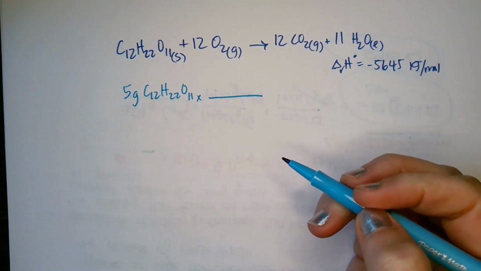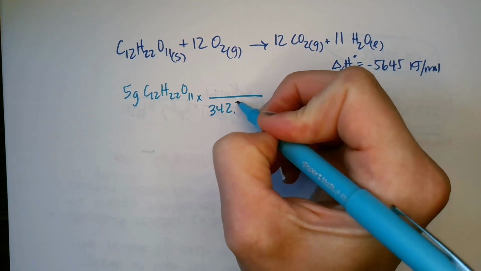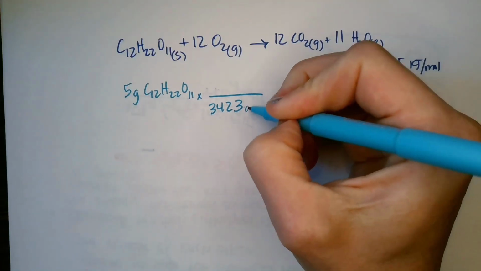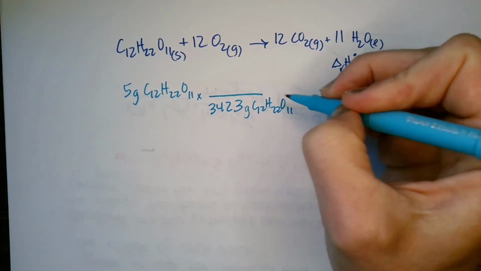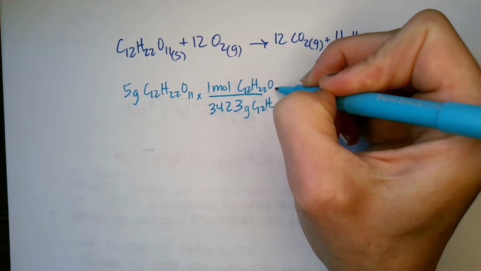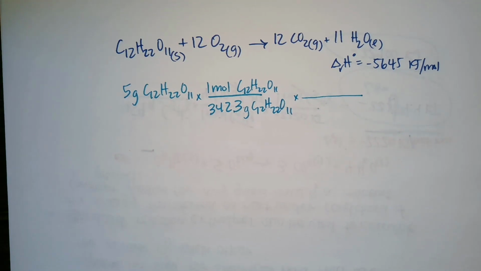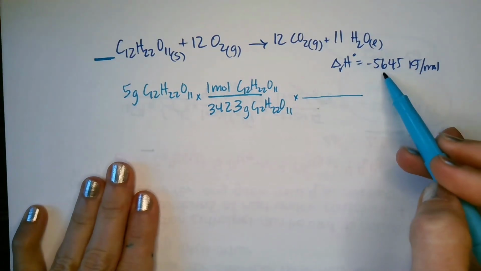And I need to figure out what 12 carbons, 22 H's, and 11 oxygens molar masses are. And double check my math, but I'm pretty sure it was 342.3 grams of C12H22O11 for 1 mole of C12H22O11. All right, so that's good. We went from grams to moles.